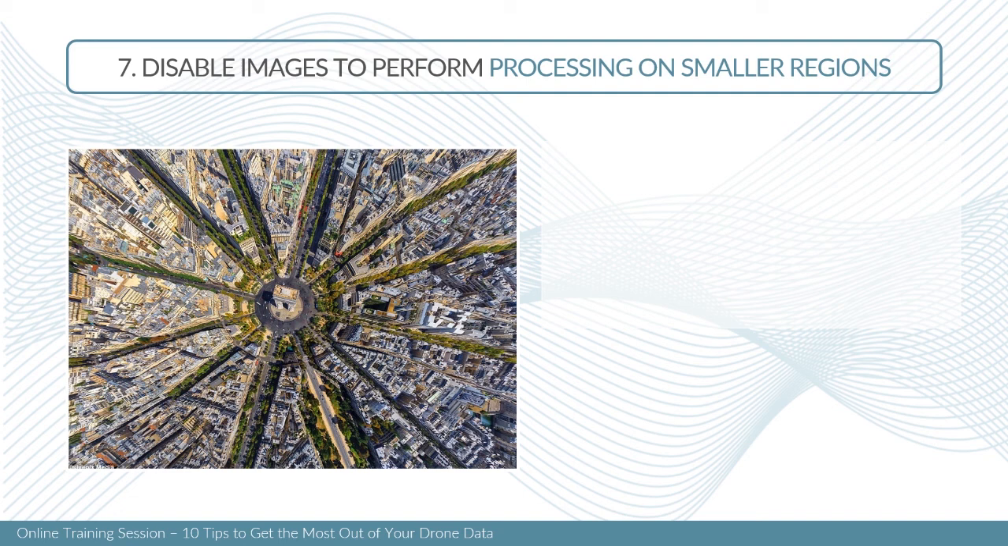Tip number 7, disable images to perform processing on a smaller region. That's one very interesting tip that I'm giving away that I think many people sometimes overlook in Correlator3D. It can give you a lot of flexibility in how you want to process your project, especially for a large project. Here I'm going to talk about the difference in the software between unselecting and disabling images.